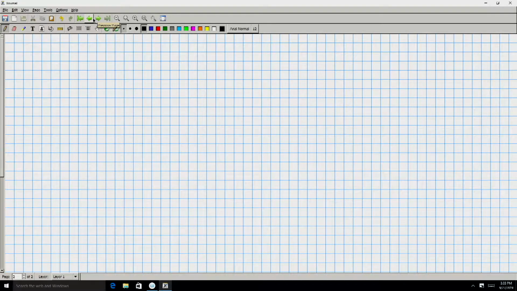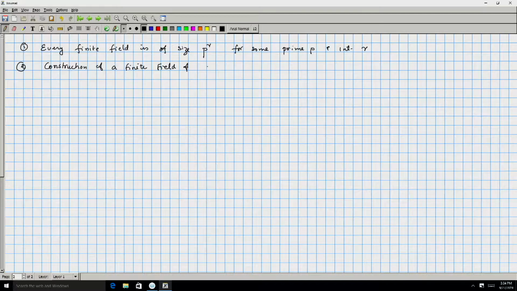Okay. What we will show is the following. The first thing that we will show is every finite field is of size p to the r for some prime p and integer r. In particular, after this we can conclude that there will not be a finite field of size 75, because 75 is not a prime power. And then we will give a construction of a finite field of size p to the r, okay.